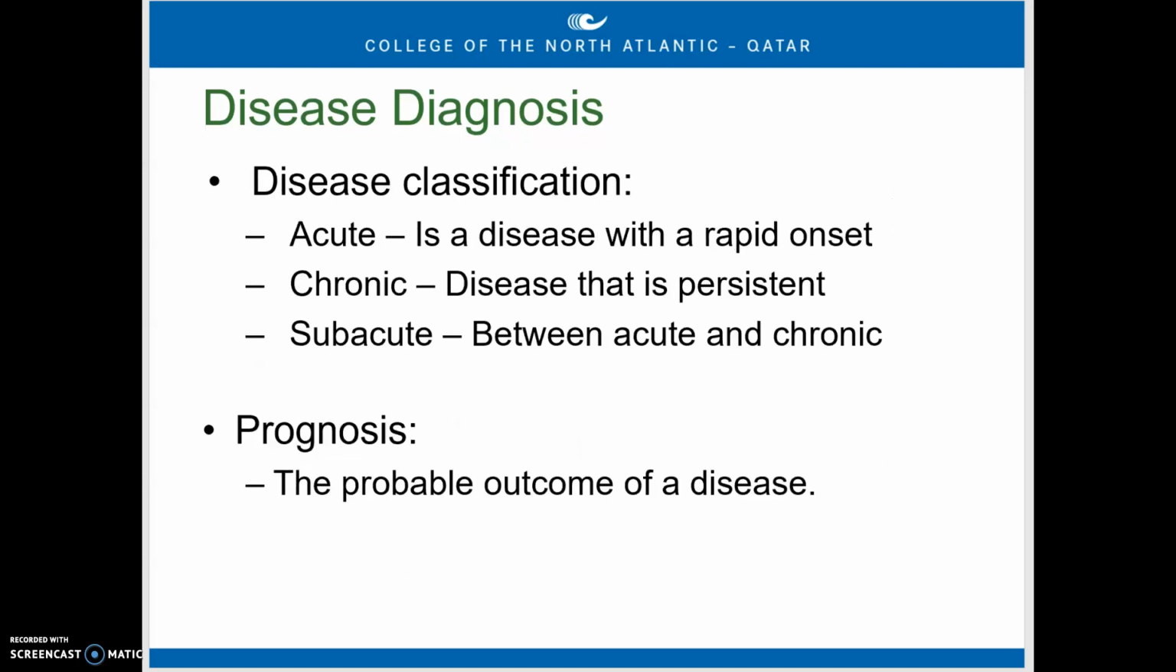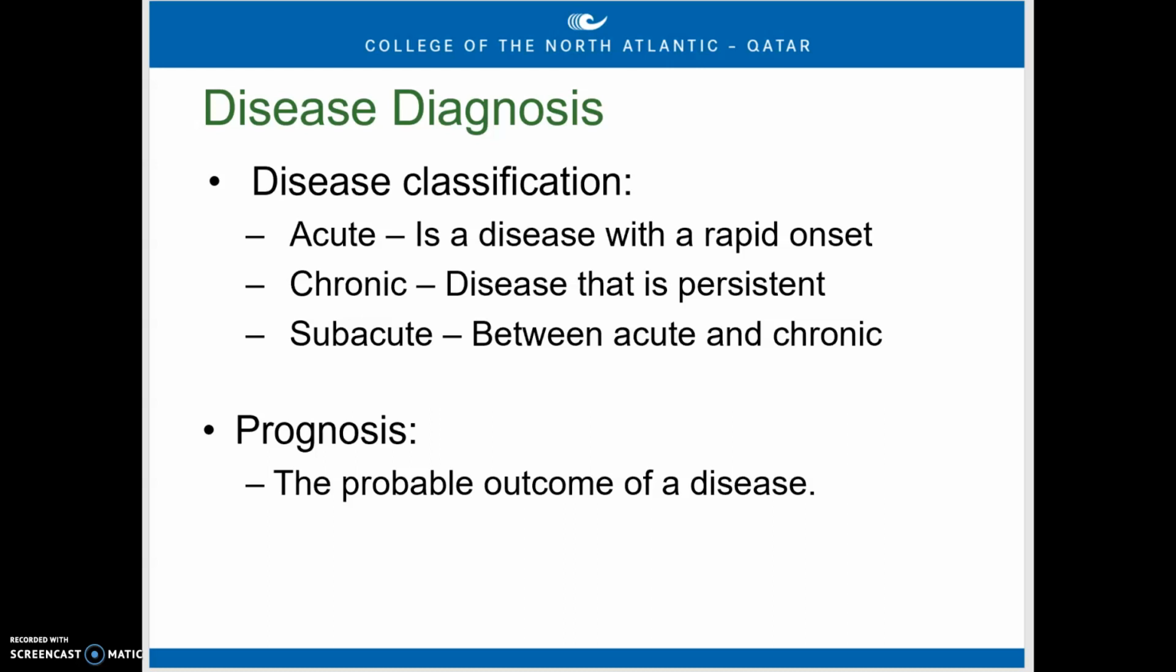Now we can classify diseases based on how long they last or how they affect the patient. So we can have an acute disease, and this is one that happens really quick. It comes on really, really fast. So this would be like a flu or a cold.